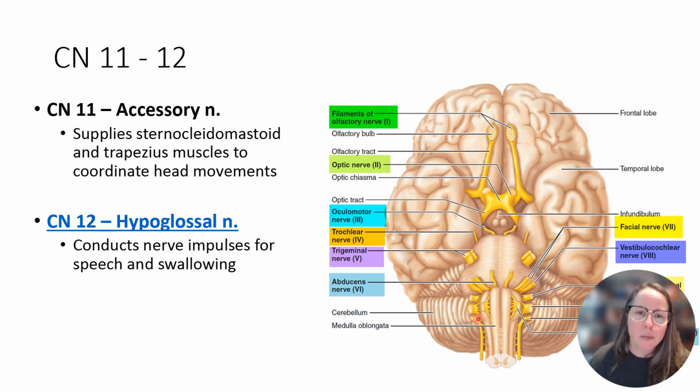So the accessory nerve is primarily motor, and it's going to control your sternocleidomastoid and trapezius muscles. It's important, as we'll see in our very last chapter, with balance. So you're getting input from your inner ear about your orientation of your head, and it sends information back out through your accessory nerve so that you can make neck adjustments to orient your head. And then we have the hypoglossal nerve, which is our last one right here in the middle. That's again going to conduct nerve impulses to help with speech and swallowing.